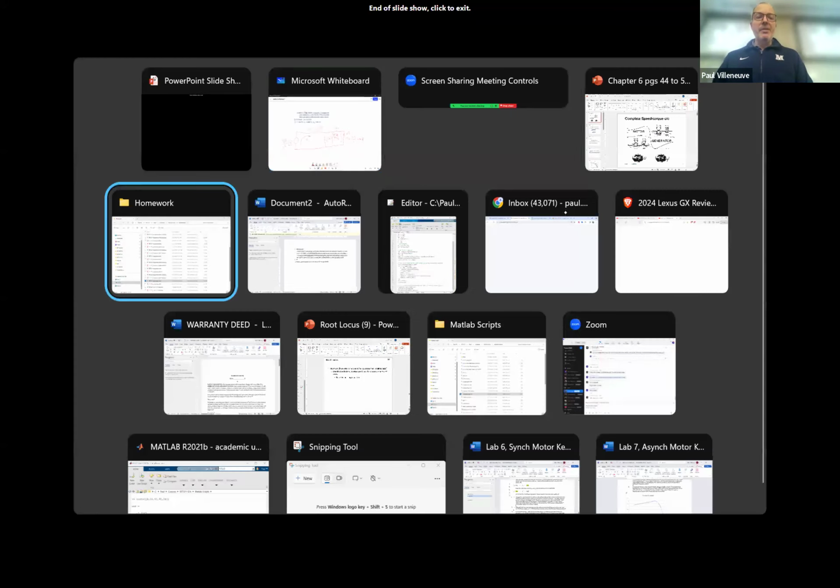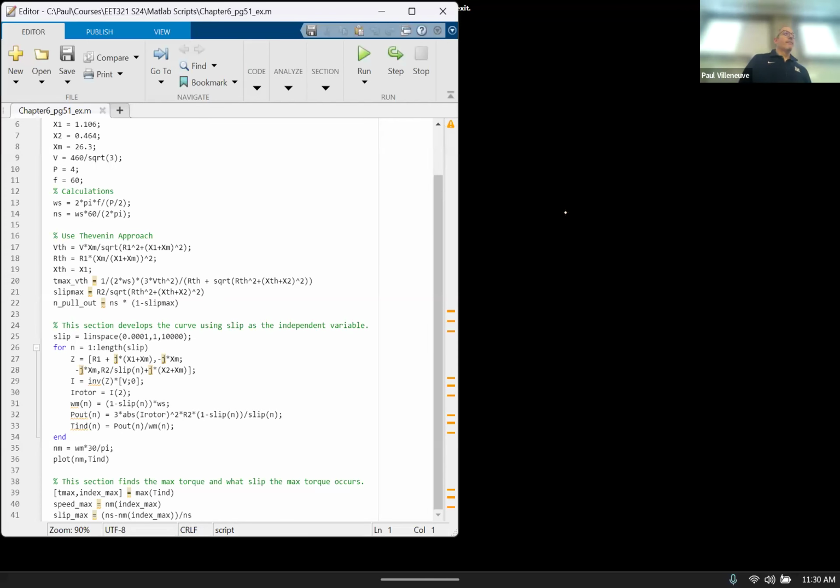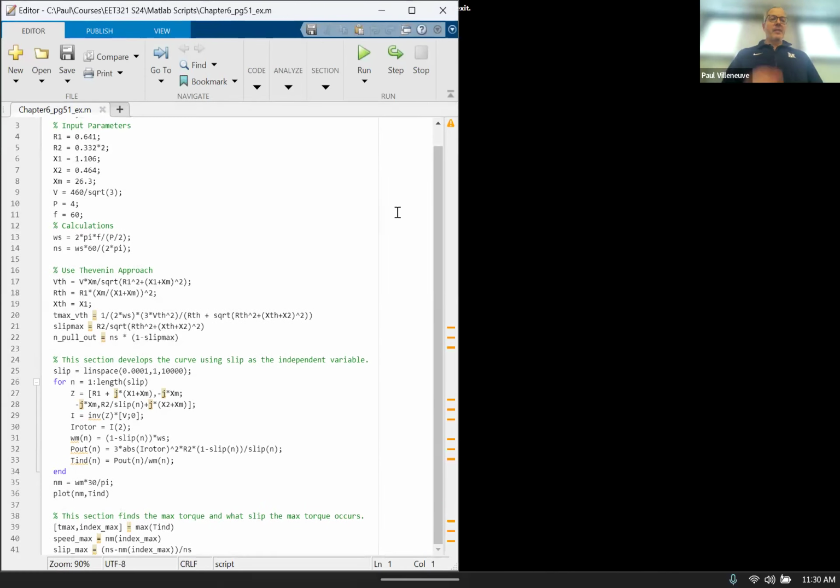How about some MATLAB stuff? This is the other way to do it. I think it's easier, and we'll check our results. So here is MATLAB. Here's the script file I wrote. Please tell me if I entered any of these values incorrectly: 0.641, 0.332, 1.106, 0.464, 26.3. My voltage is 460. Yes.